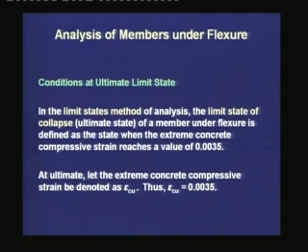In the limit states method of analysis, the limit state of collapse or the ultimate state of a member under flexure is defined as the state when the extreme concrete compressive strain reaches a value of 0.0035. This is the definition of failure of both a reinforced concrete member and a prestressed concrete member as per the Indian codes, that at the ultimate state, the extreme concrete compressive strain has a value of 0.0035. This is represented as epsilon Cu, thus epsilon Cu is equal to 0.0035 at the ultimate state.